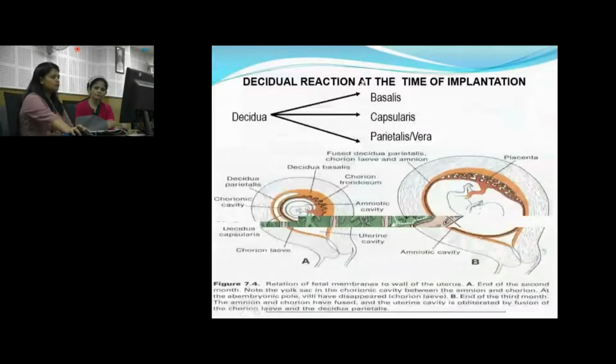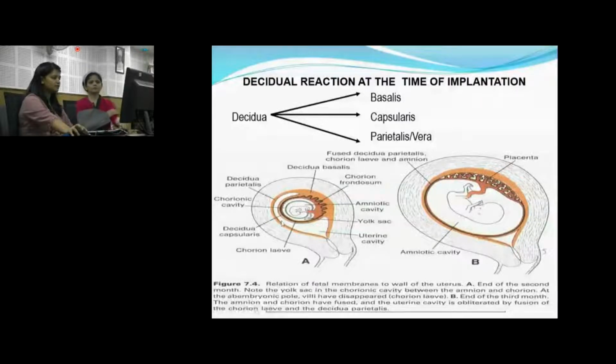Now decidua is also an important component. So decidua is divided into decidua basalis, the part of the decidua at the embryo where the future placenta is going to form. The one covering the embryo is decidua capsularis, and the other, which is covering the rest of the lining of the endometrium, is decidua parietalis.